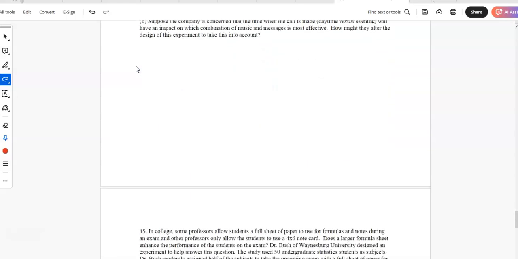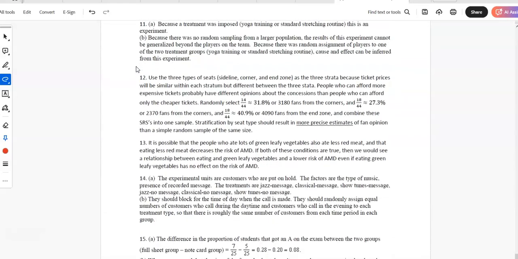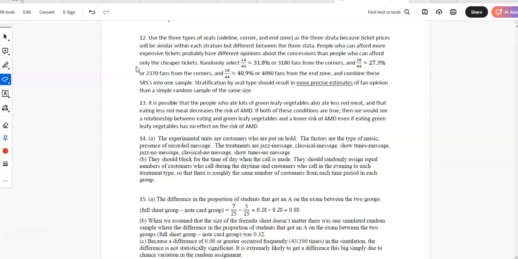Let's see what they said for this one, for 12. Use the three types of seats as the three strata because ticket prices will be similar within each stratum, but different between the three strata. I really like that sentence.